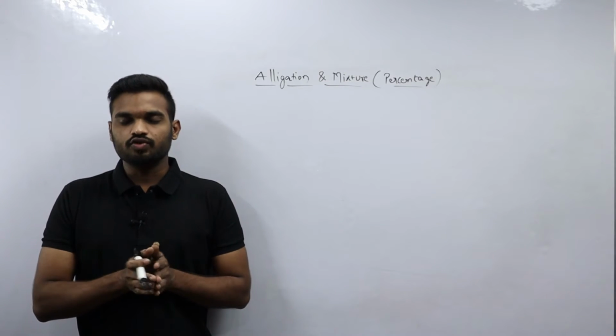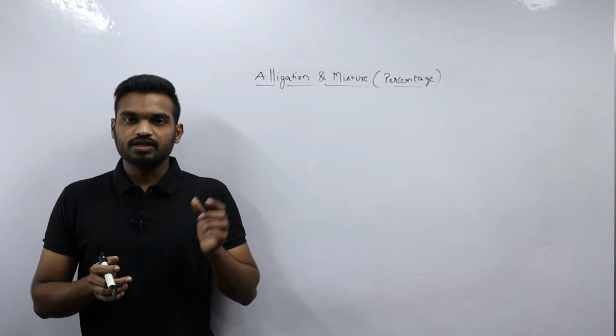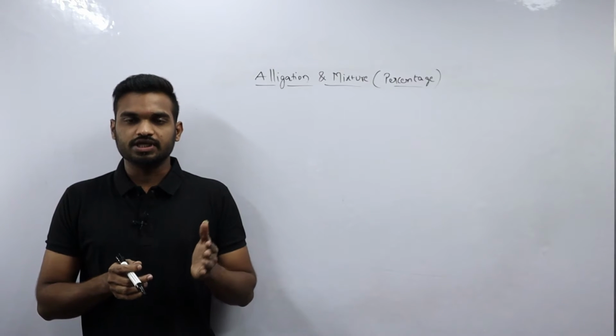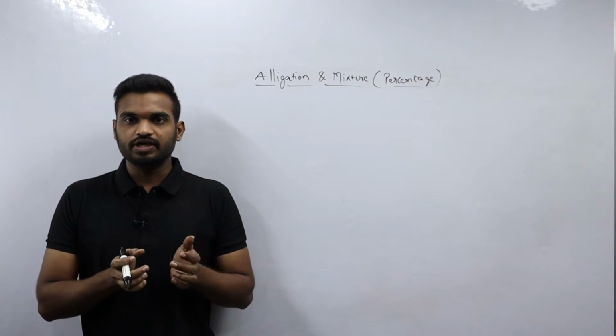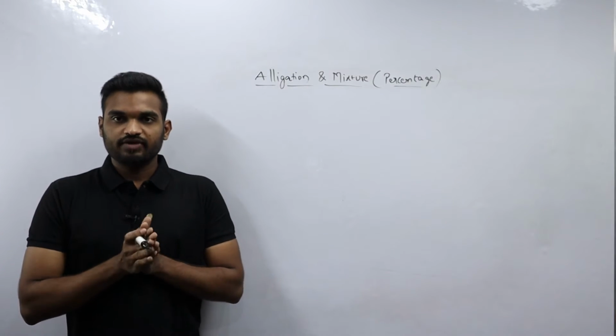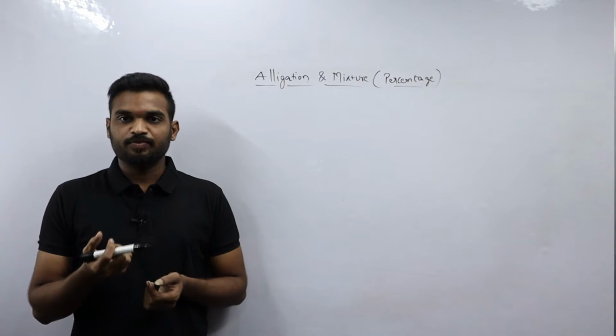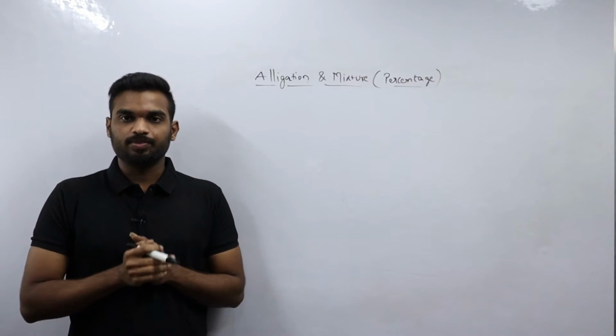Now in this video, we are going to discuss alligation and mixture in the form of percentage. In the first video we discussed alligation and mixture when it is given in the form of ratios, but in this video we will discuss when it is given in the form of percentages. First of all I will explain it by taking some examples, and then we can move to some basic level problems.